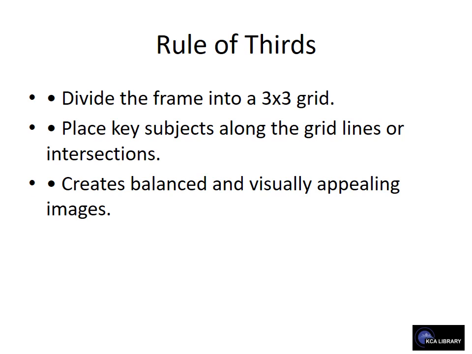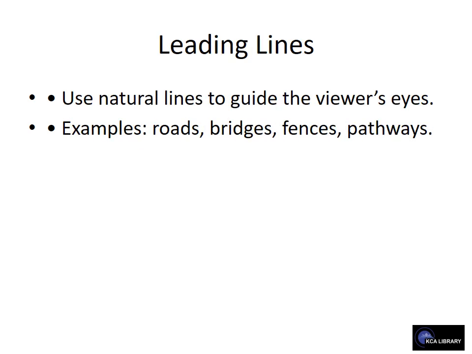So you divide the frame into a 3x3 grid, and then you place the key subjects along the grid lines. So like I said, how do you apply it? You enable the grid, you position your subjects, you place the horizon, you use intersection for focus, and then you edit. So that's it for rule of thirds.